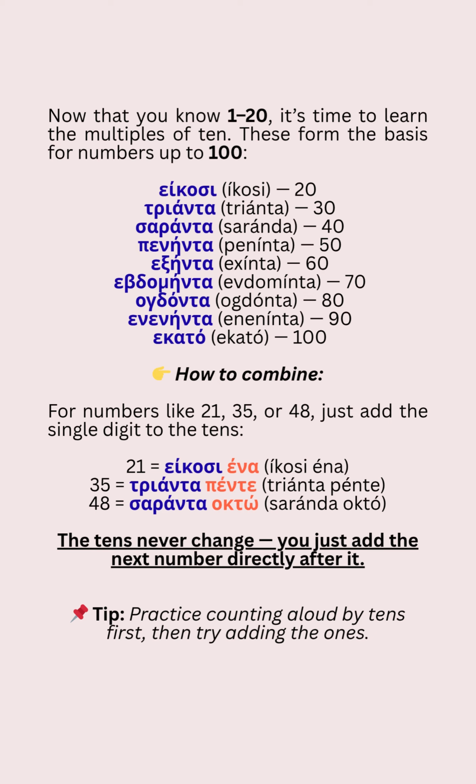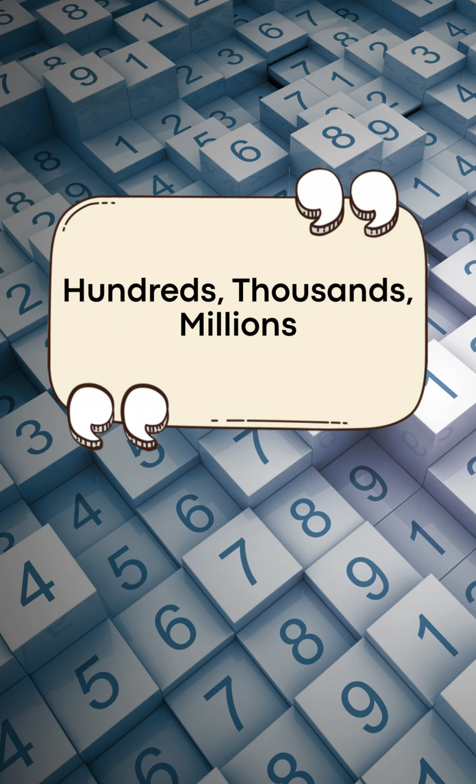And as I put here, the tens never change. You just add the next number directly after it. Okay, that is how it works. Now we are going to go to bigger numbers, to hundreds, thousands, and millions.